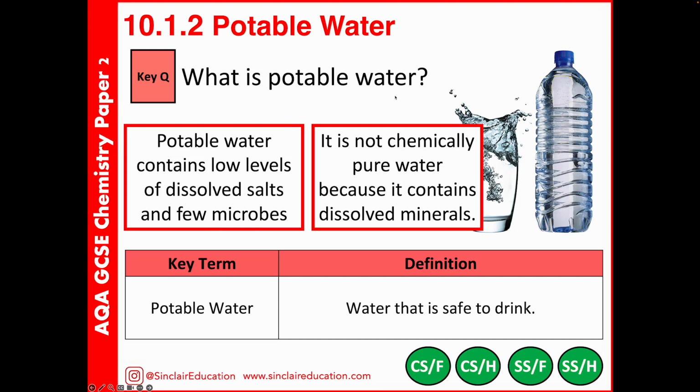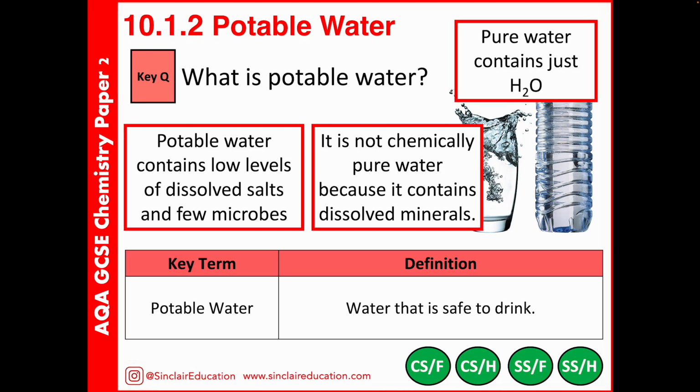Potable water is not pure water. It is made up of H2O, but there will also be other minerals dissolved in it. If we were talking about pure water, this would be H2O and nothing else. And we usually don't come across this unless we're collecting the condensation from distillation.